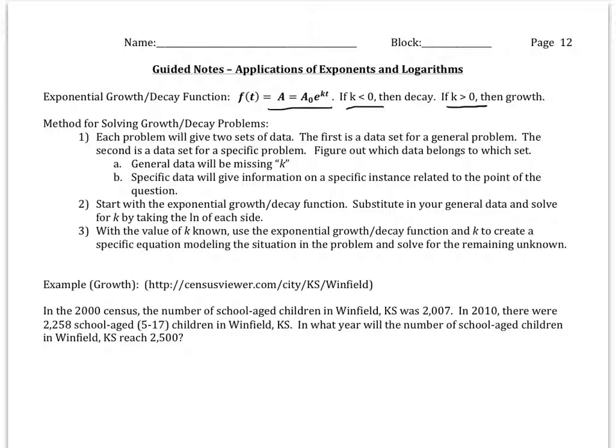And what we generally have with these problems is you have two sets of data. The first set of data is for a general problem, and the second set of data is for a specific problem. Now the general data will be missing that constant k. And so we figure out then what the constant is, make a formula that applies for that situation, and then use our specific data to find the real question. Okay? So let's look at what that looks like with this problem.